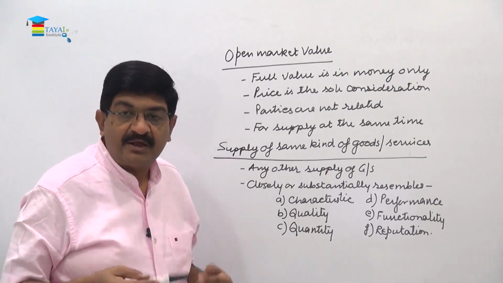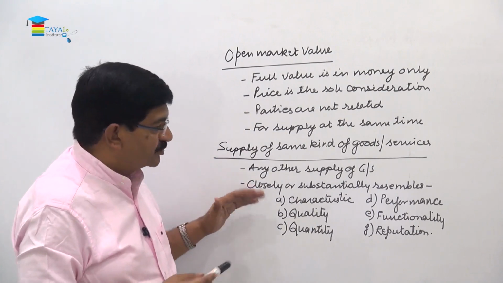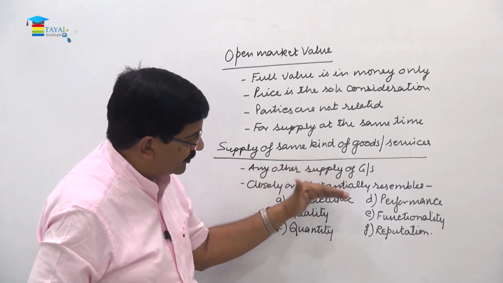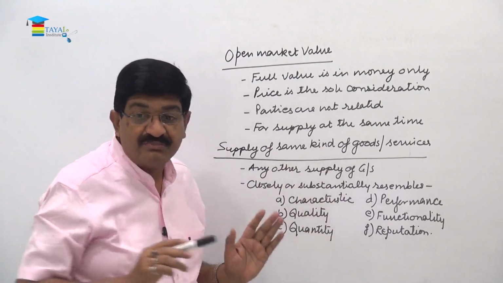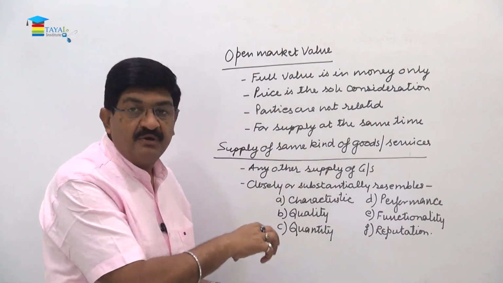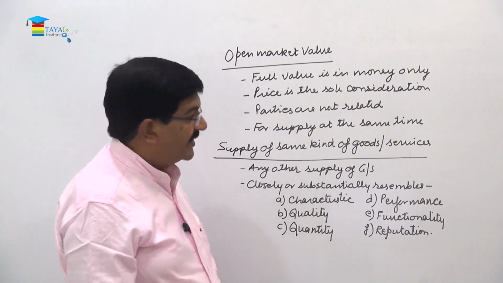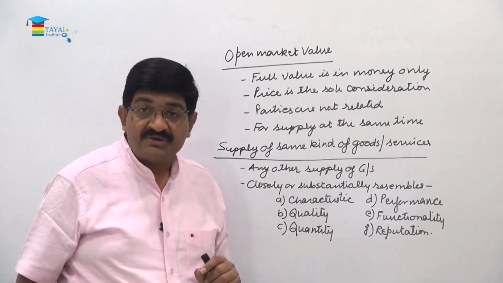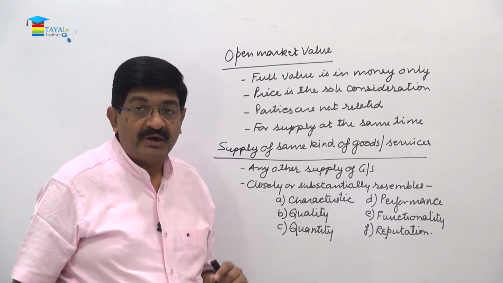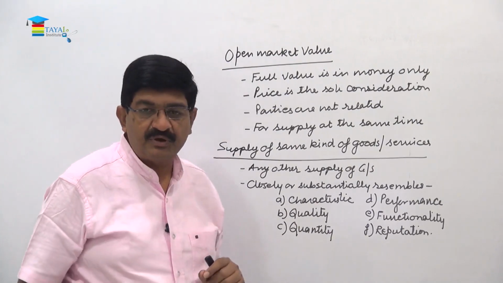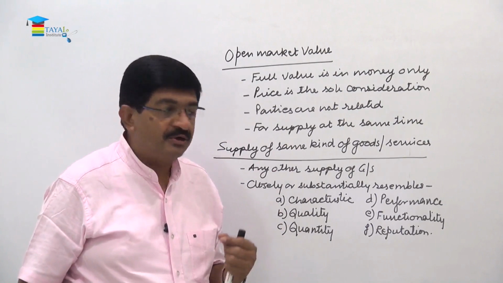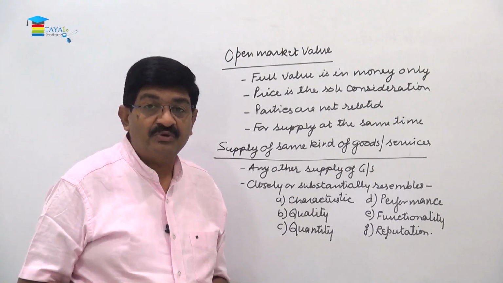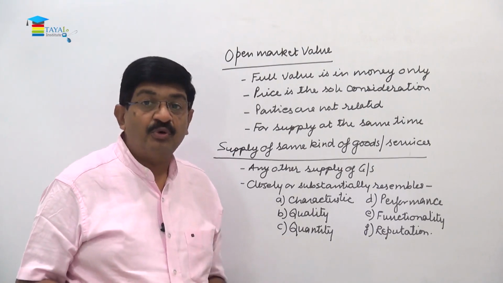So when any other supply of goods and services in which these things are there, so there is a close or substantial resemblance in characteristic or quality and quantity and performance, functionality, reputation. All 6 must be there. So it is not majority of these. All must be there. Then only it will be referred as the supply of the same kind of goods or services. So friends, these 2 definitions are very, very important for understanding the rules, because these terms are commonly used in the rules. I have given you the list of the rules, and I have given you 2 important definitions which we are going to refer in the rules. So now we are ready to go in the rules.